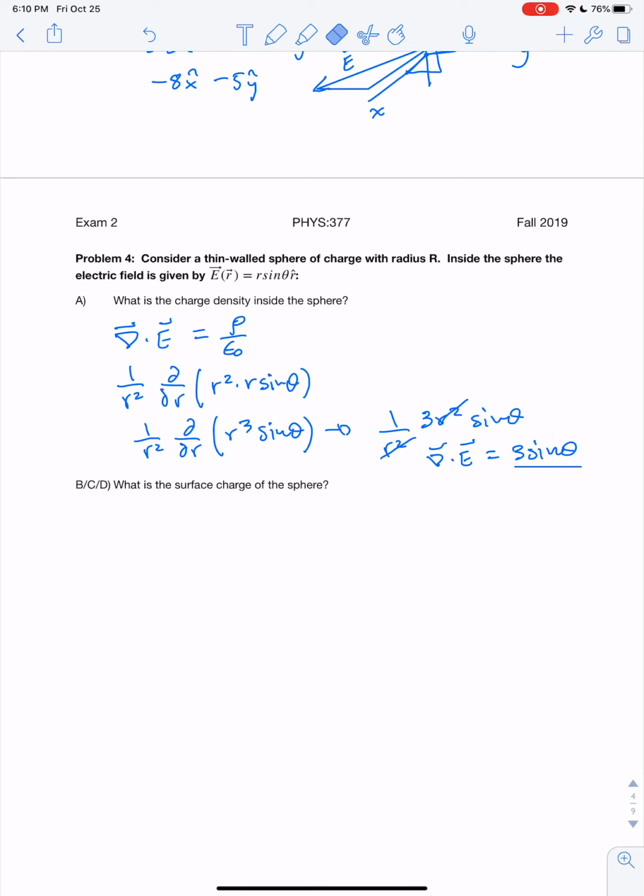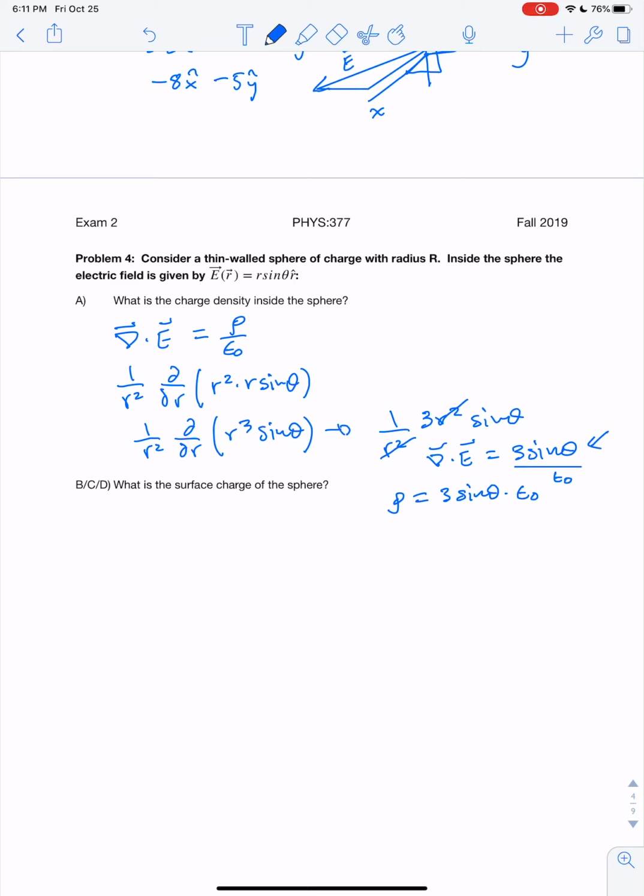Okay, there we go. 3 sine theta. So that's what del dot E is equal to. So then rho is equal to 3 sine theta times epsilon naught. Okay, so we'd have that. So rho would be the top bit.